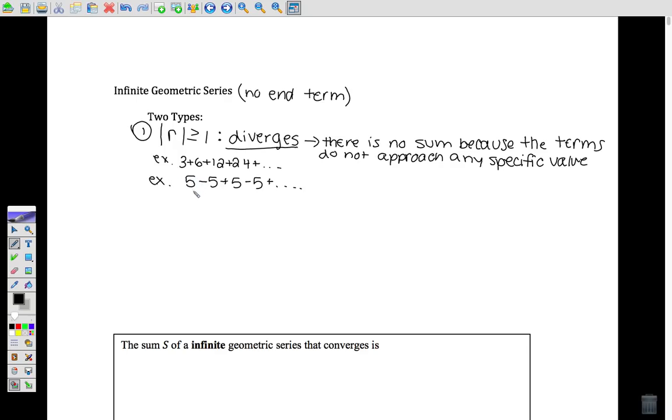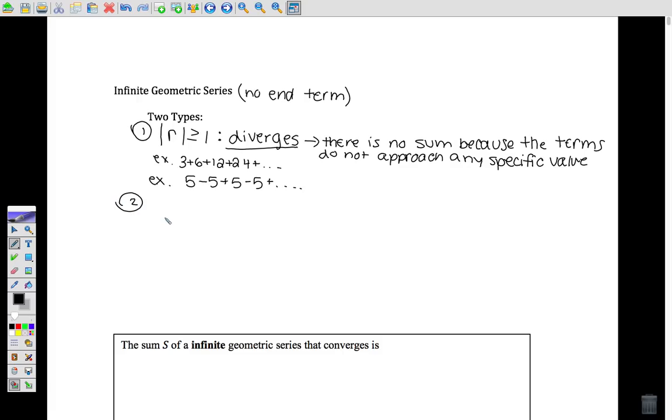If you just added one term, you would have 5. If you added 2 terms together, you would have 0. If you added 3 terms together, you would have 5. If you added 4 terms together, you would get 0. So those sums are not approaching any number. They're just alternating between 0 and 5. So that still doesn't help us.